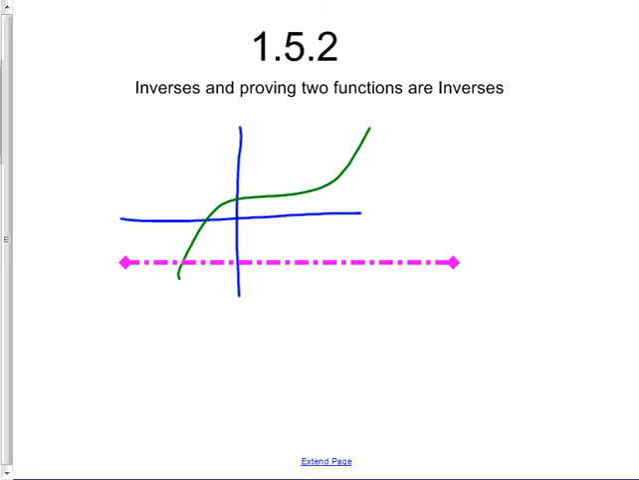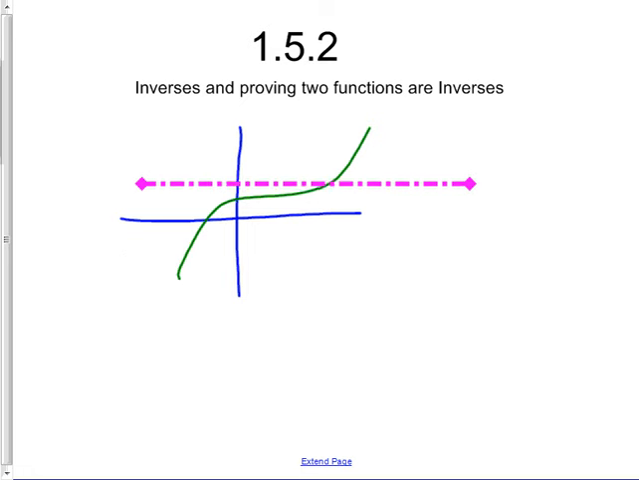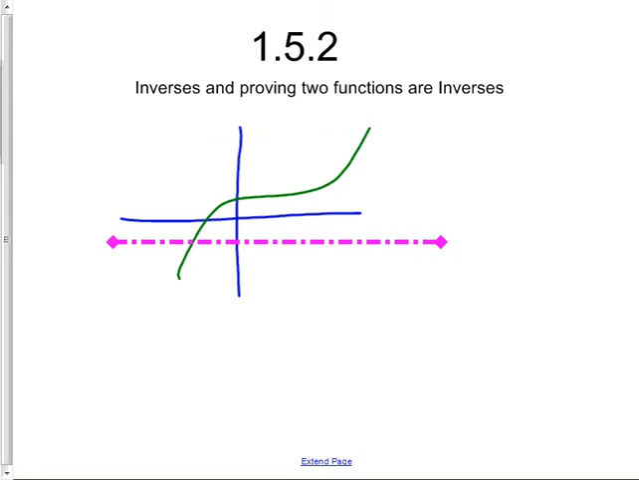Good. So the other way was the vertical line test. That just tells you if it's a function. This one is a vertical line test passer, and it's also a horizontal line test passer. So its inverse would also be a function. So it's a special kind of function called a one-to-one function, if it can pass both the vertical line test and the horizontal line test.